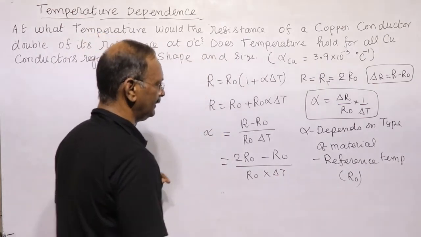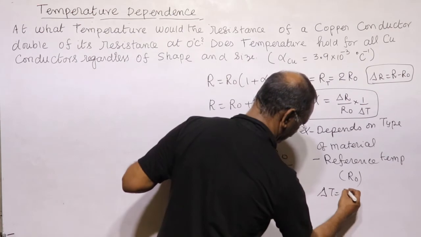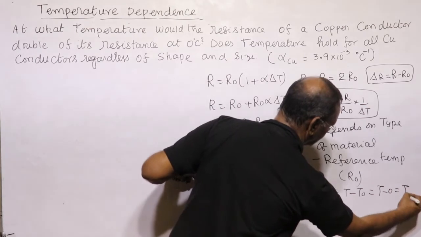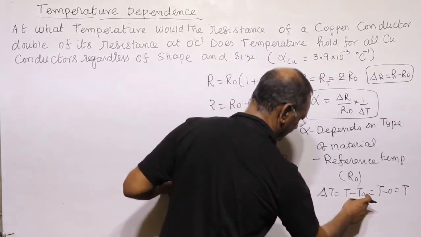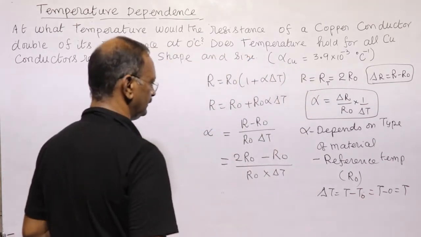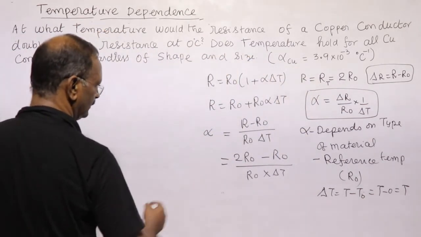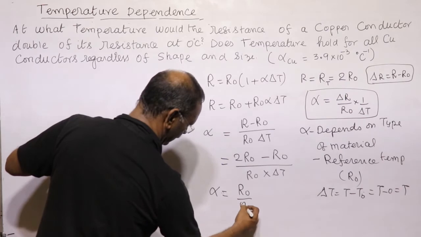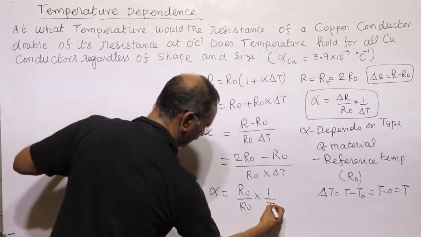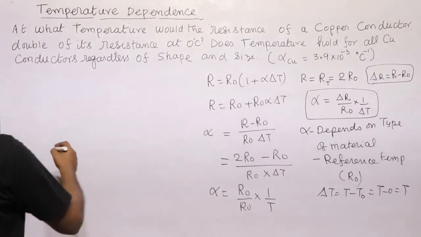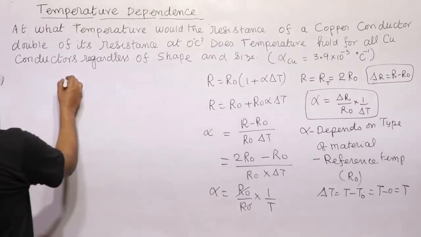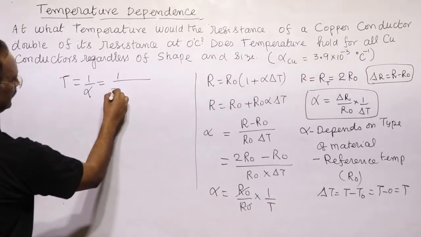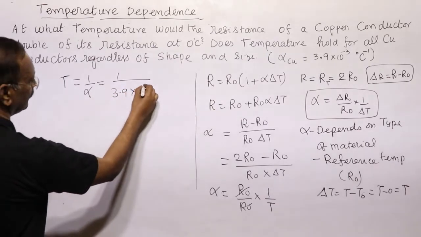What is delta T, the change in temperature? Delta T is equal to final temperature minus initial temperature, T minus 0, which is T, because the initial temperature is 0 degree. So alpha is equal to R naught divided by R naught into delta T, which is 1 by T. The R naught terms cancel. So T is equal to 1 by alpha, which is 1 by 3.9 into 10 to the power minus 3.